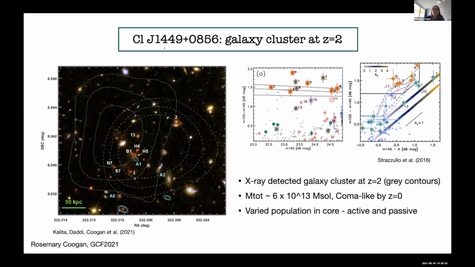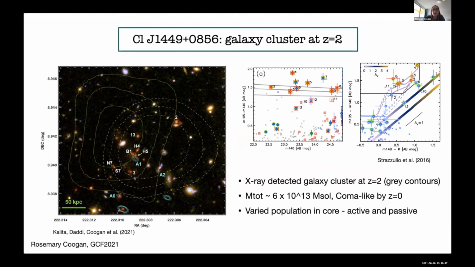So this is our cluster, ClJ1449, at redshift 2, so it's fairly high redshift. And it has a very varied galaxy population. We have these red galaxies in the core that are already forming a red sequence, they're quenched. And we also have these much bluer galaxies and these very highly dust obscured galaxies. So they're star forming. So it's a really mixed bunch.